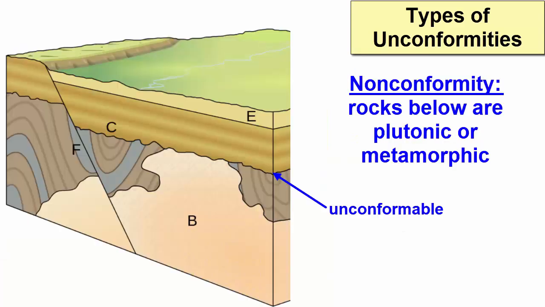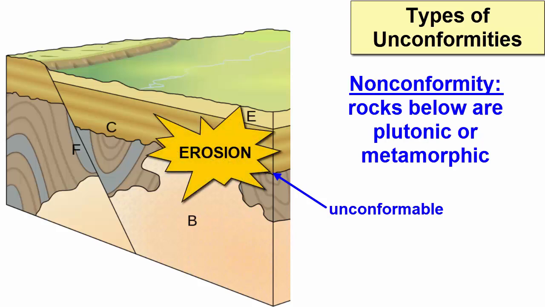Non-conformities are unconformities with intrusive igneous rock or metamorphic rock below and parallel sedimentary rock layers or lava flows above. The layers on top, which would have formed originally on Earth's surface, sit atop uplifted and eroded igneous or metamorphic rock that formed originally at depth. That means those deep rocks were exposed at one point on the surface. To bring deep rocks to the surface requires significant uplift and erosion and the loss of many layers of rock, many missing books in our geologic history.